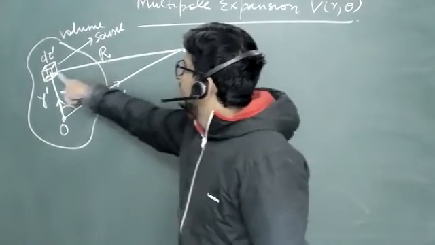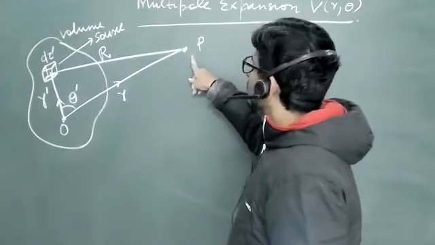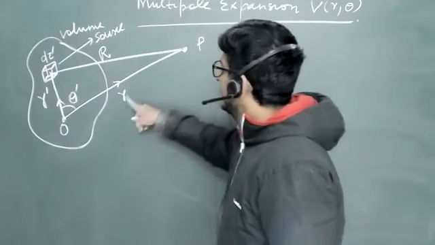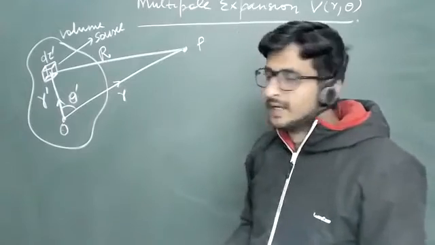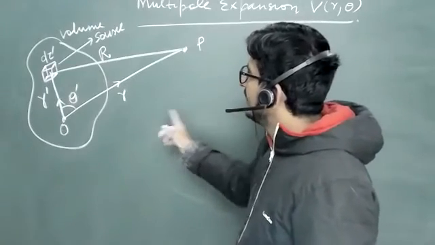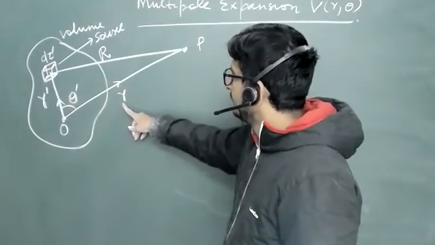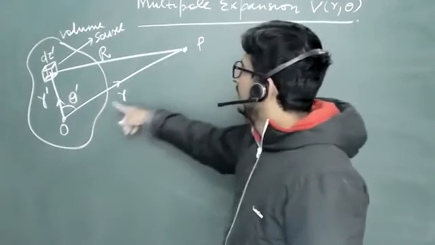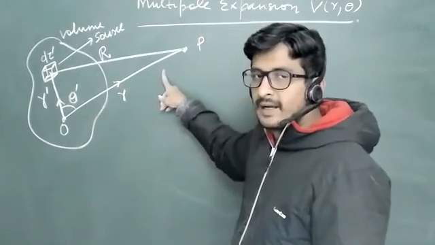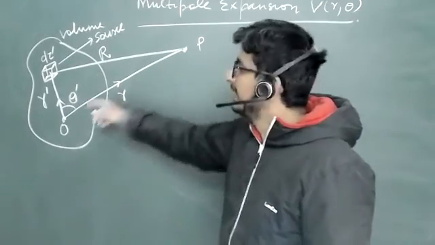What is this? This is the distance between source and the point where you want to calculate potential. What is this? This is the distance between origin and the point. So finally, you would like to write everything in terms of this origin, this R, right? And some theta, right?